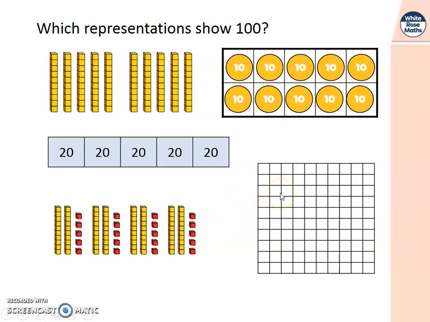On here, we have got a 100 square of 10 across and 10 down. And when we multiply 10 times 10, we end up with 100 squares altogether. So each one here is representing 100 altogether.